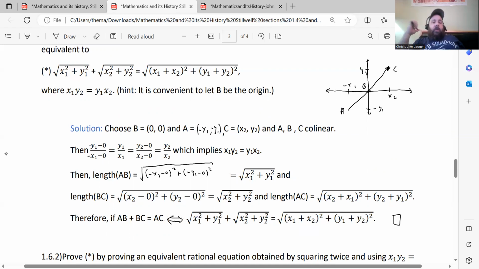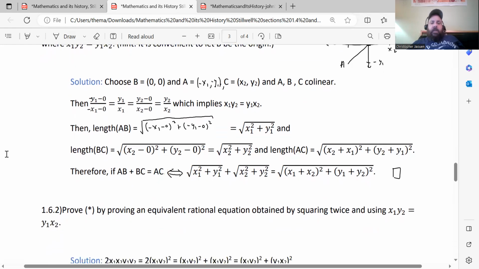So length AB is given by the formula that we're taking as a definition for the numerical length. Length AB is the square root of, in parentheses, negative x1 minus 0 squared plus, in parentheses, negative y1 minus 0 squared, which simplifies to give you the square root of x1 squared plus y1 squared. And length BC, same thing. You get the square root of x2 squared plus y2 squared. Just use the same formula.